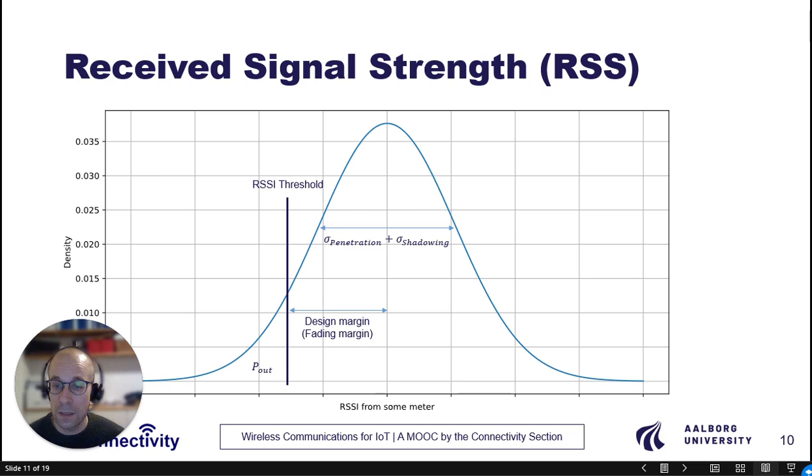So we are basically allocating some of the link budget for absorbing this variation. So this part of the link budget we would not be able to use for additional range. We would actually effectively reduce the range to be able to absorb some of these variations in the signal strength.